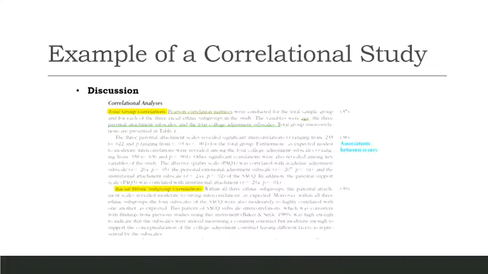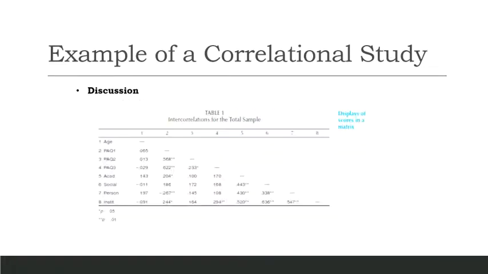So you would have the variables age, parental attachment subscales, and the 4 college adjustment subscales, which is the SACQ. And then in the discussion, you would have the displays of scores in a matrix, and here you would have the intercorrelational matrix being drawn in order for you to see the relationship between the variables.